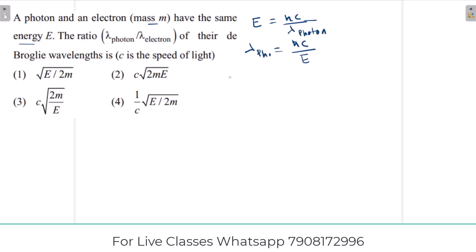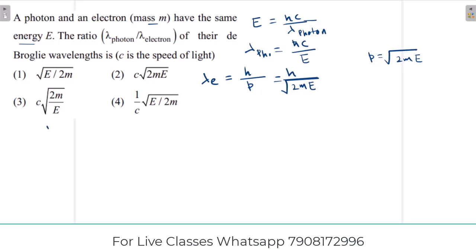Now lambda electron is h by mv, that is h by p, momentum. From de Broglie's theorem, lambda is equal to h by p. So h divided by p, and the relation between energy and momentum is p equals root over twice mE. So lambda electron is h divided by root over 2mE, because E is the same.